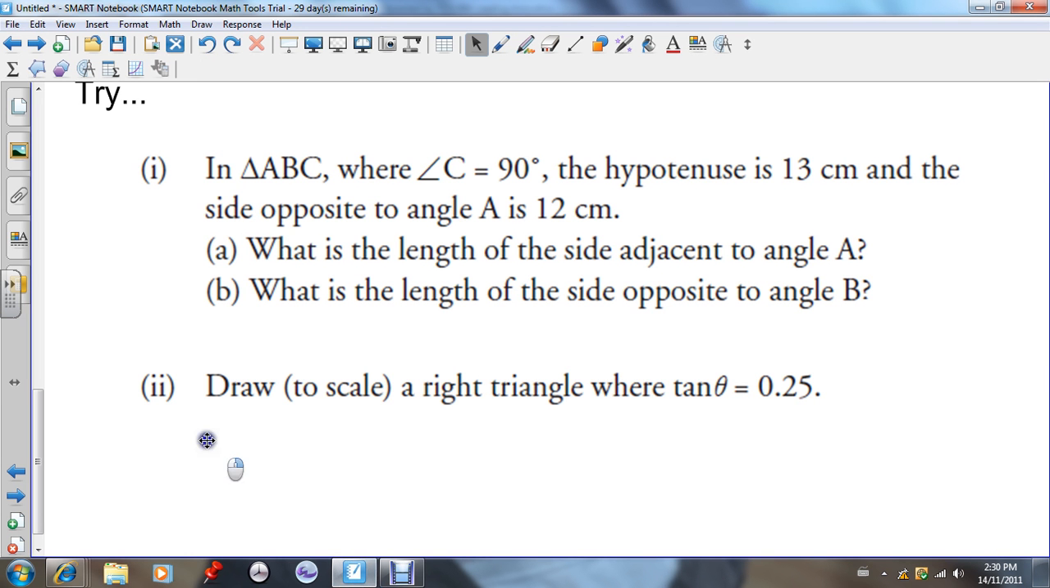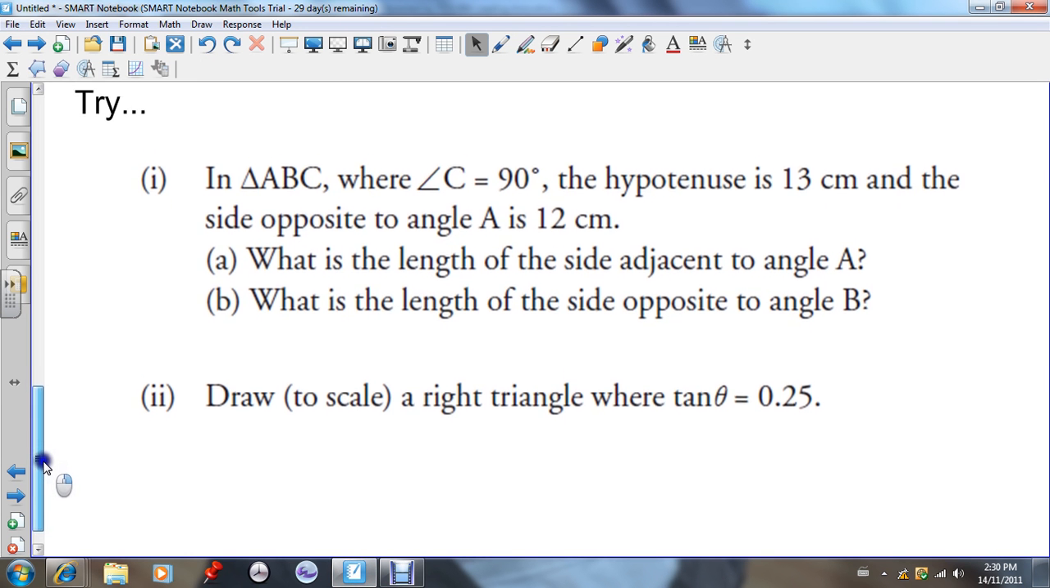Here's what I want you to try right now. I want you to try these two questions. In triangle ABC, where angle C is 90, the hypotenuse is 13 centimeters, and the side opposite to angle A is 12 centimeters. What is the length of the side adjacent to angle A? What is the length of the side opposite to angle B? Sketch the triangle. See if you can figure these out together.